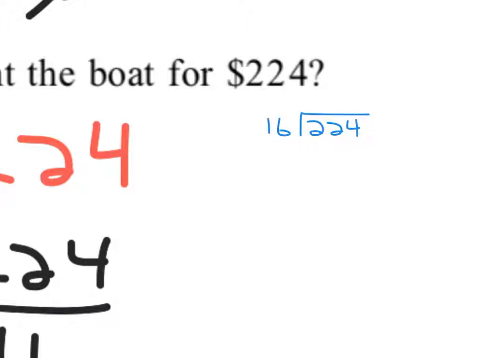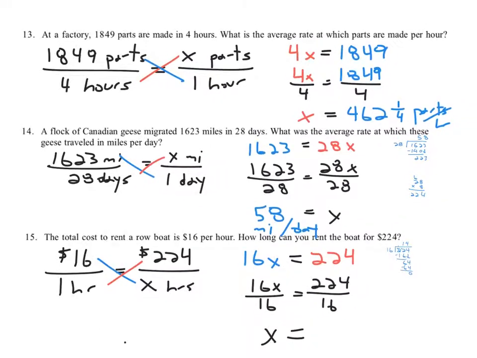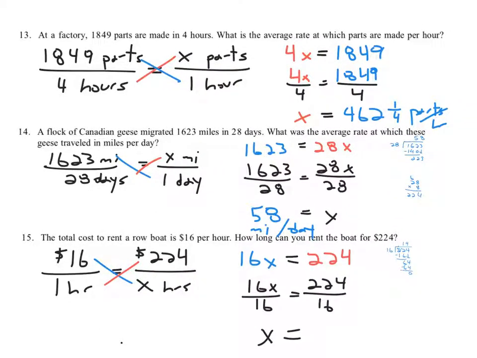224 divided by 16. 16 goes into 22 once. Borrow from that, that's a 1, that's 12, so that's 6. And I know my multiplication to know that 16 times 4 is exactly 64. So I can shrink this down and say, what do we get? 14. So I can say, how long can you rent the boat? 14 hours.